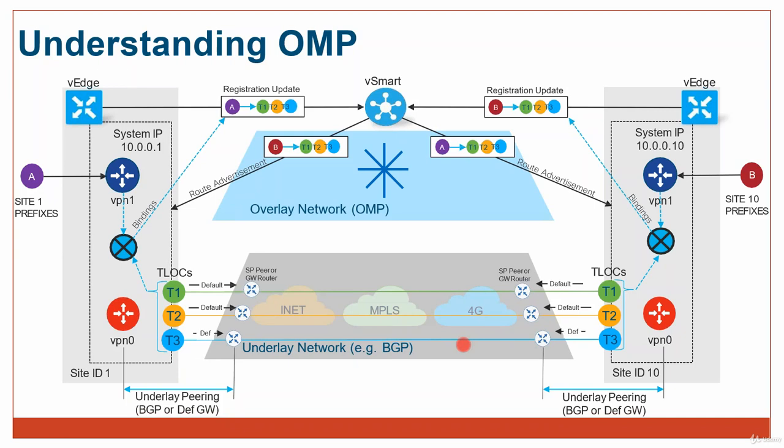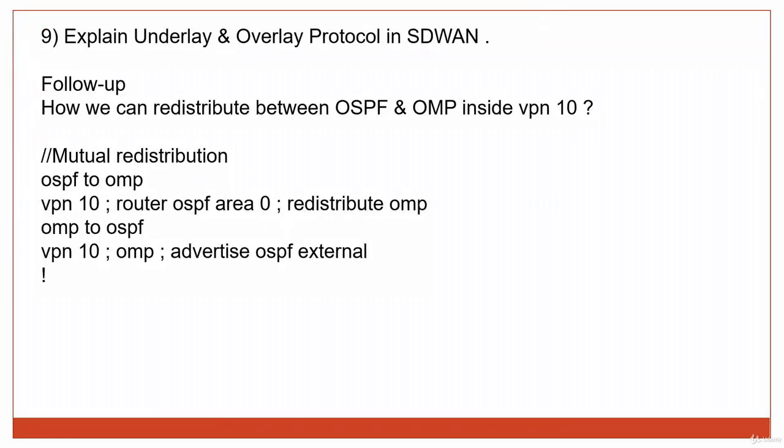Underlay is your TLOC, and the underlay protocol is your IGP. So maybe in the service-side VPN, you are running EIGRP, OSPF, or maybe BGP as an underlay. Those IGPs we need to redistribute with OMP. We can do mutual redistribution. Suppose you want to bring OMP inside OSPF: go to VPN 10, router OSPF, redistribute OMP, like we used to do in Cisco. Suppose you want to send OSPF inside OMP: go to OMP. Here you can see the command is VPN 10 OMP, and then you can use the command advertise OSPF external.